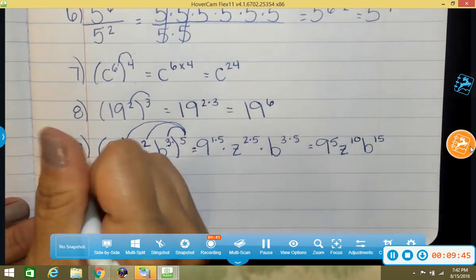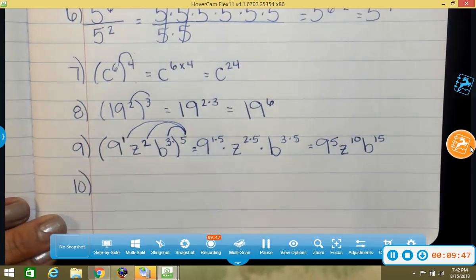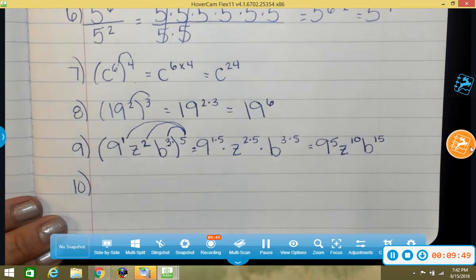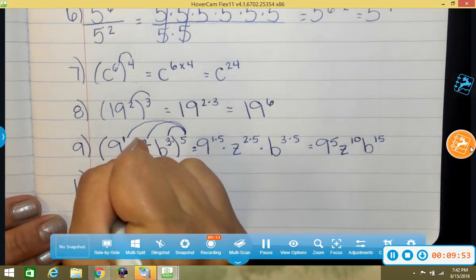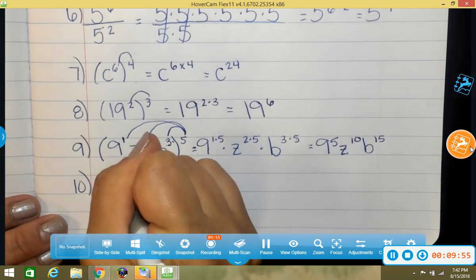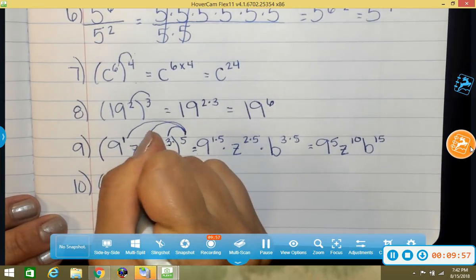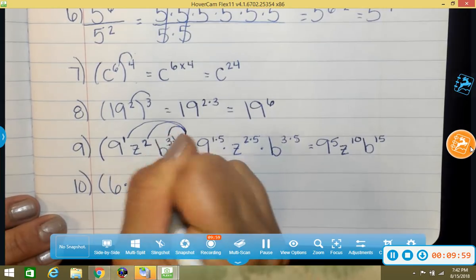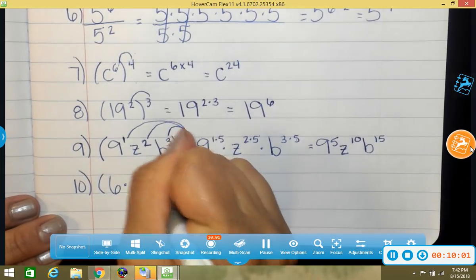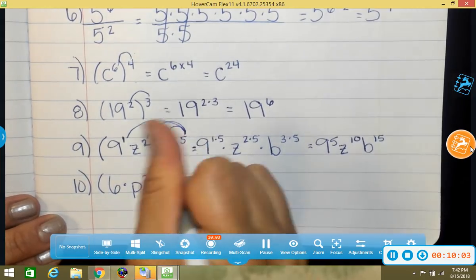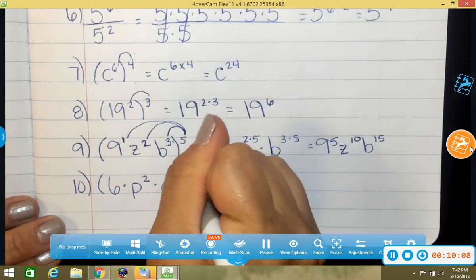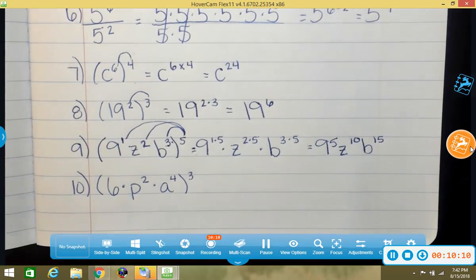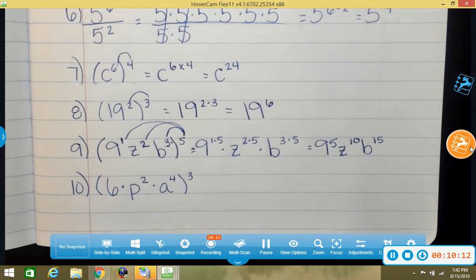Okay, now I'm going to give one for you to do. We are going to say 6 times p squared times a to the 4th, all to the third power. You go ahead and pause it now and work on this one.